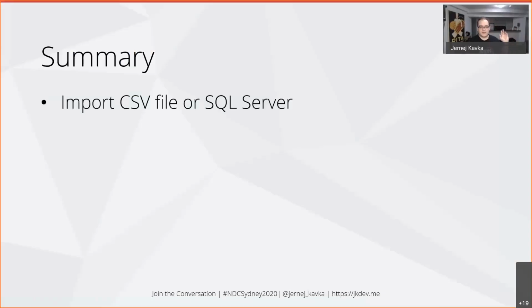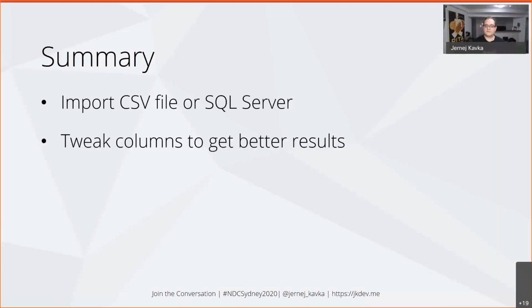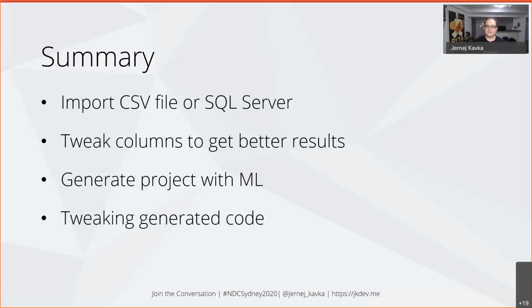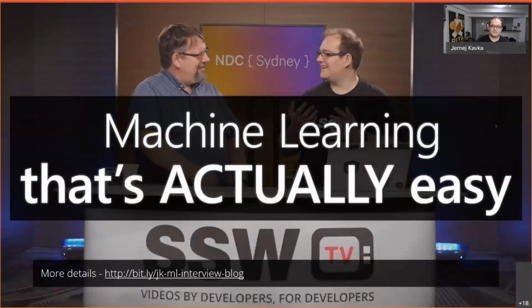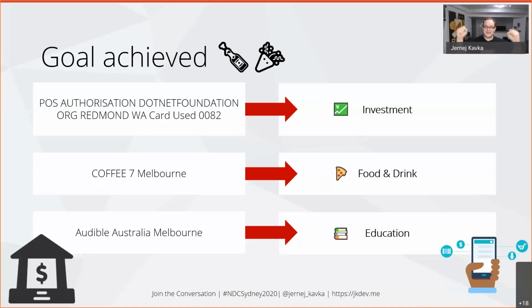So in summary, we have imported a CSV file or SQL Server, tweaked columns to get better results with a bunch of columns, generated a project with machine learning, tweaked the generated code to make the description work correctly, and fixed some minor issues with datasets below 100 rows. And if you're interested in more, I have done a machine learning interview with Richard Campbell talking about the challenges developers had and what they should think about when they start. And I have done my goal.